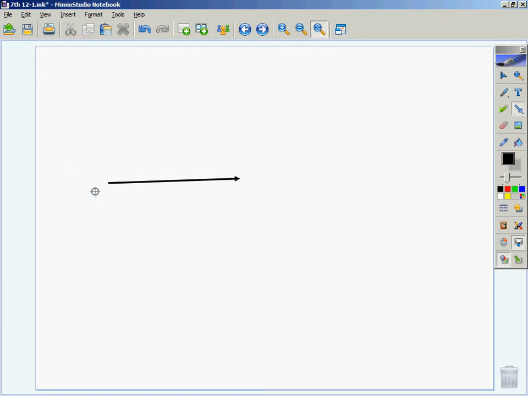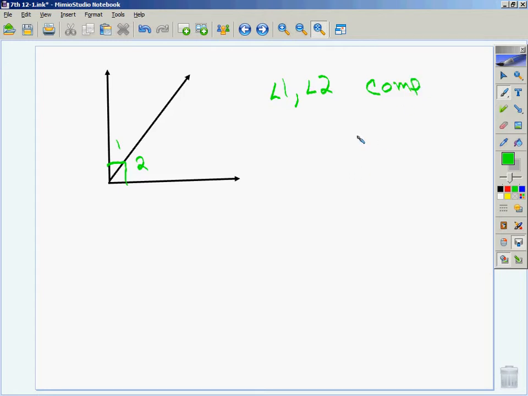If they did put a little box in the corner, if this was drawn this way, what can you tell me about angles 1 and 2? They add up to 90 degrees. They're complementary. Okay. So, I know that angle 1 and angle 2 are complementary. What else could you tell me about them? What else can you tell me about them?